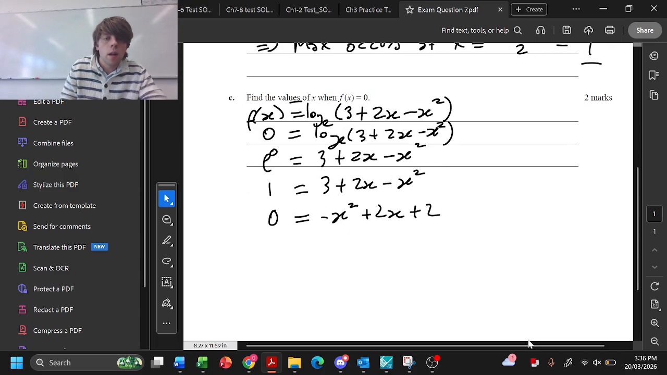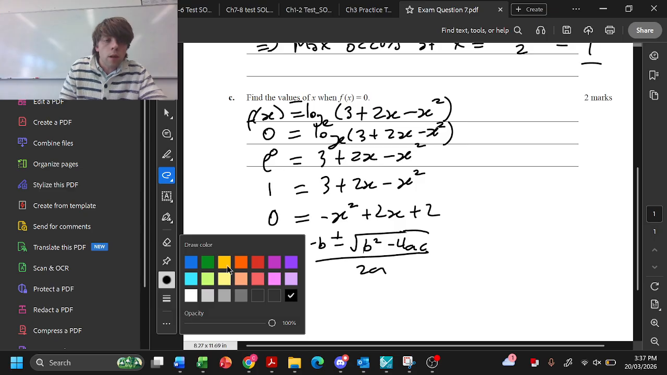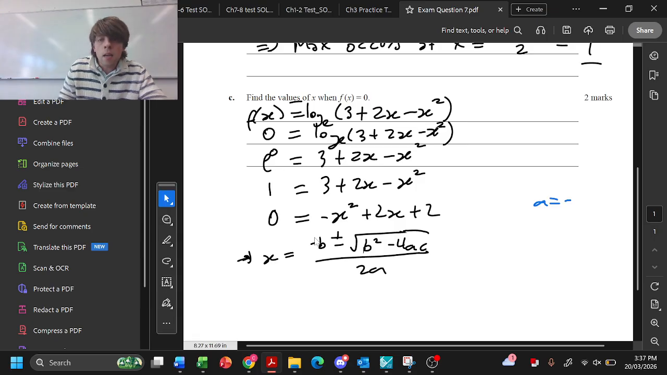That's my expression. And we know that the quadratic formula is negative b plus or minus the square root of b squared minus 4ac, over 2a. So I can just go ahead and substitute in those values. From what we've worked out here, a is the coefficient of x squared, which is negative 1, b is the coefficient of x, which is 2, and c is the constant, which is also 2.